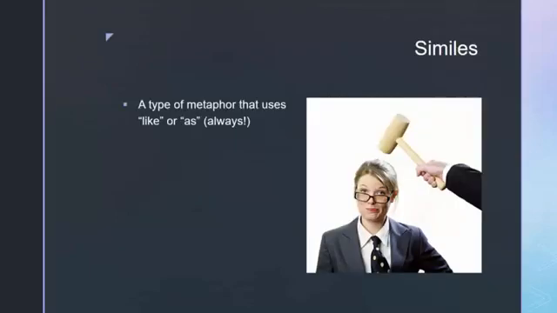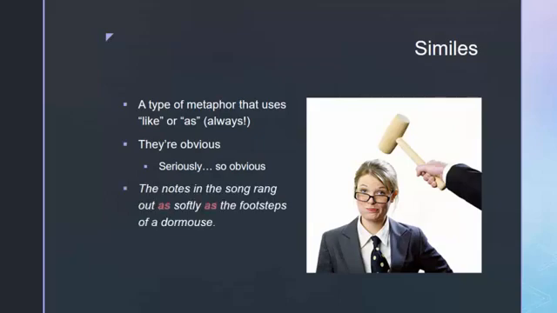It's important to know that a simile is a type of metaphor. That's right, similes are metaphors. But it's a type of metaphor that uses like or as, and that's always the case. And because that's always the case, it makes them obvious and easy to find. Take a look at the examples below.